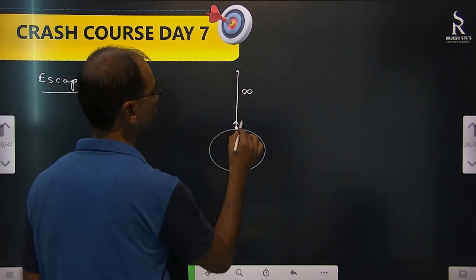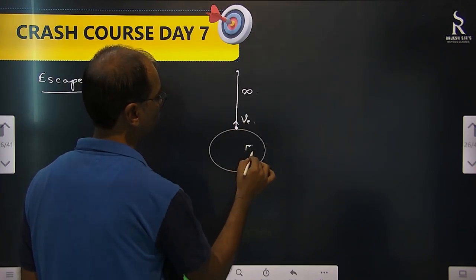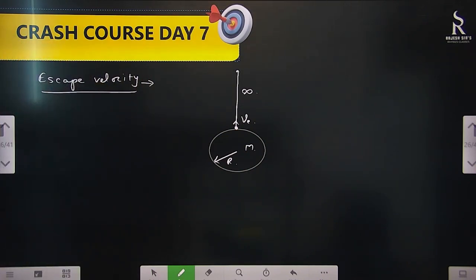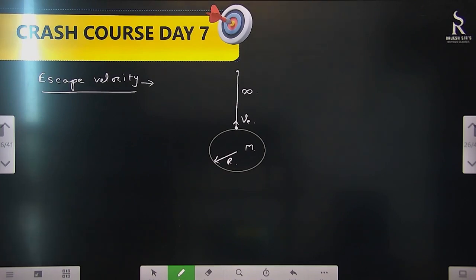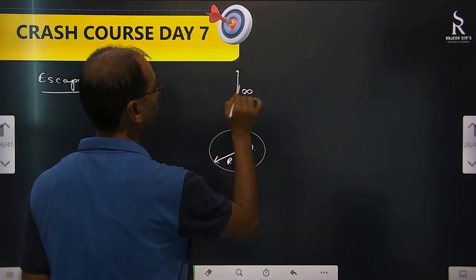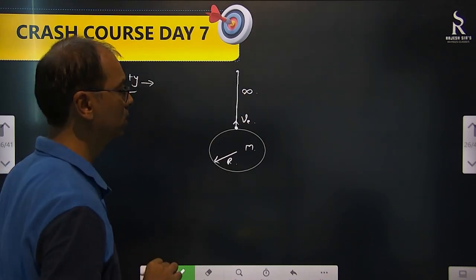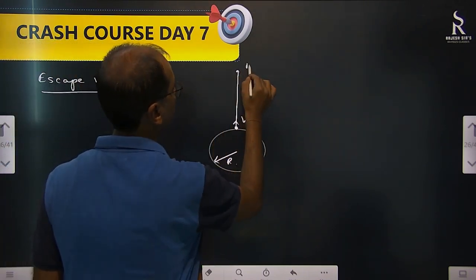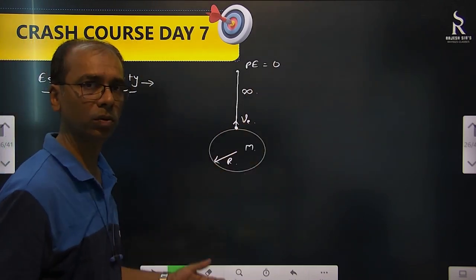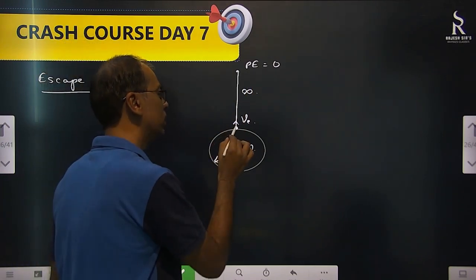So escape velocity here we are writing as Ve. This is mass of Earth. This is radius of Earth. Okay. Just a moment. Yeah. So escape velocity, we are projecting it and it is going where? Infinity. At infinity, what will be potential energy? 0. Why 0? Minus GMm by infinite distance, 0. Okay.